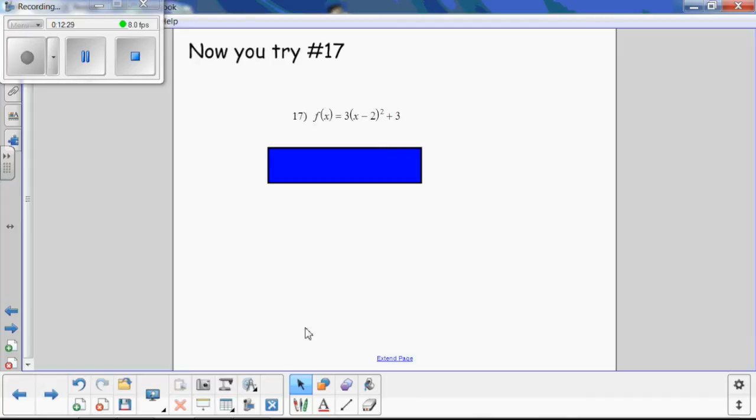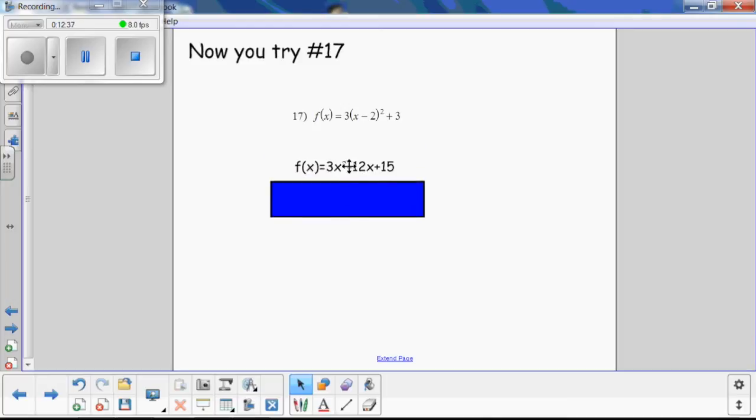You try 17. You should have gotten 3x² - 12x + 50.